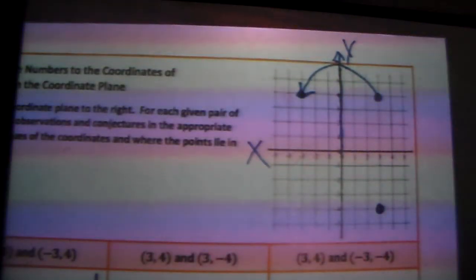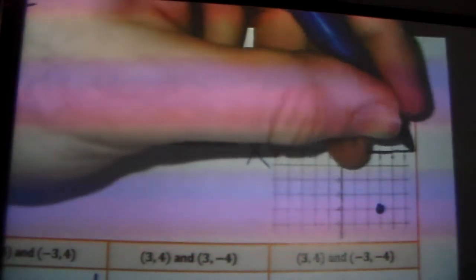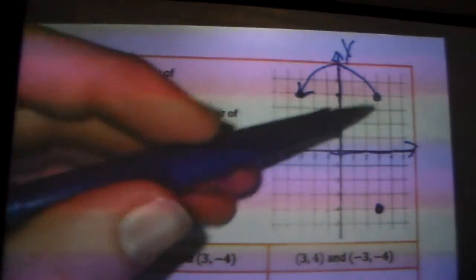So here I have 3, 4. Okay, 3, negative 4, 1, 2, 3, 4. Here's my new point. So this is for my second column. So now it looks like I probably don't have a reflection over the y-axis. It looks like I might have a reflection here.